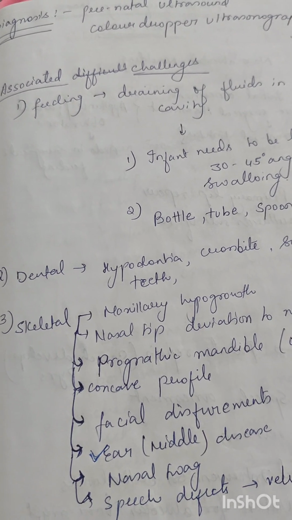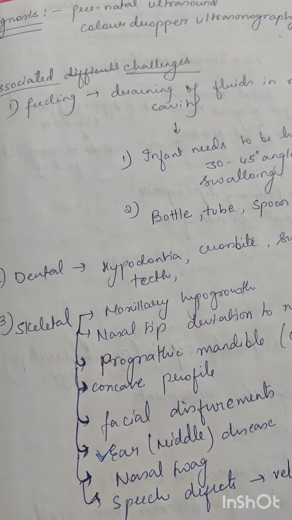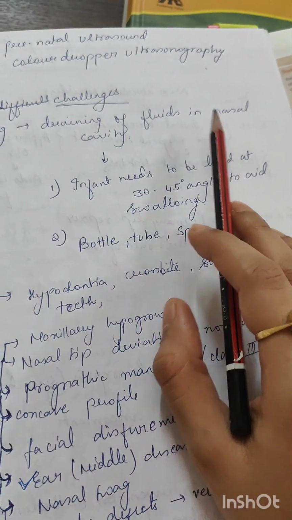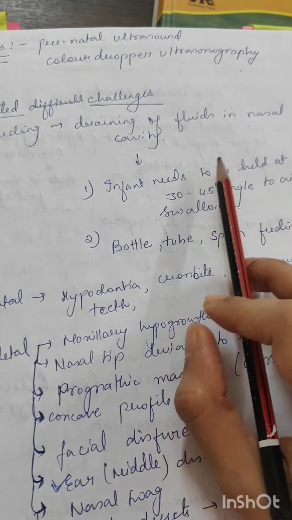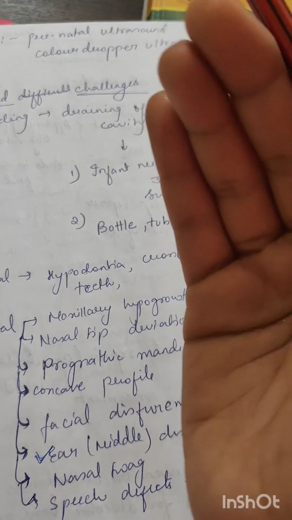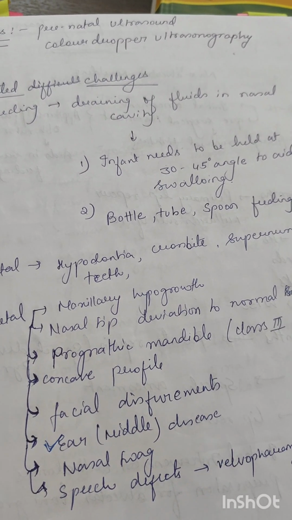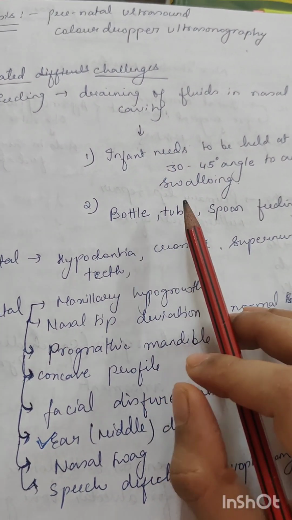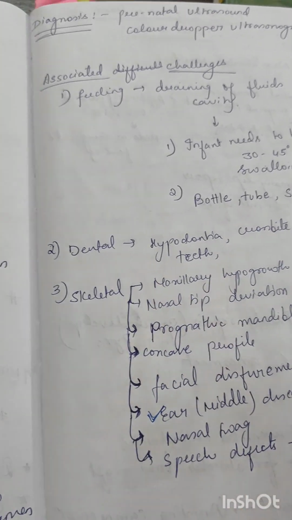Now, what are the associated difficulties or challenges? First of all, feeding difficulty. So, draining of the fluid in the nasal cavity. Infants need to be held at a 30 to 45 degree angle so that it will aid in swallowing. How do we feed them? Bottle feeding, tube feeding, spoon feeding, etc.